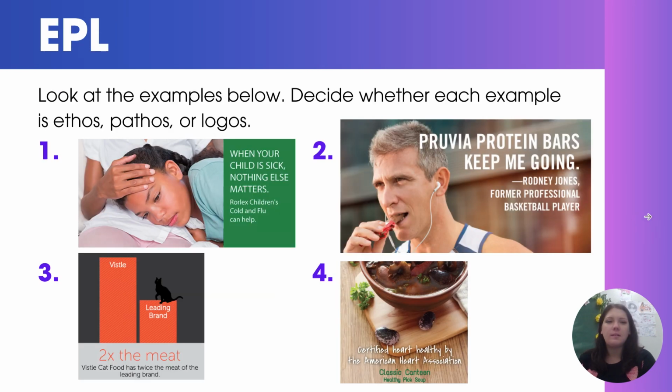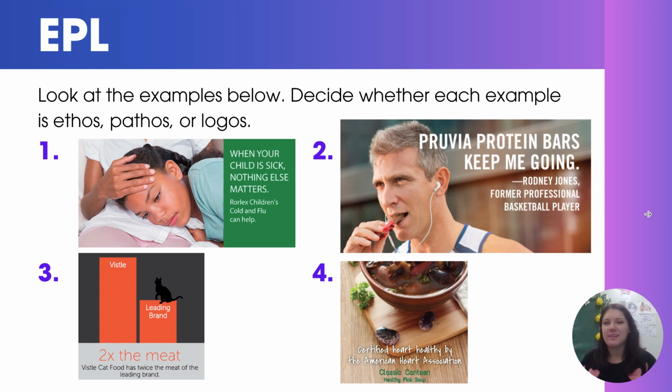So let's take a look at some picture examples here. Decide whether each example is ethos, that's the character, trying to be trustworthy or common ground. Pathos is emotion. Logos is logic. So go ahead, pause, and try to think which example of ethos, pathos, and logos is in which picture.